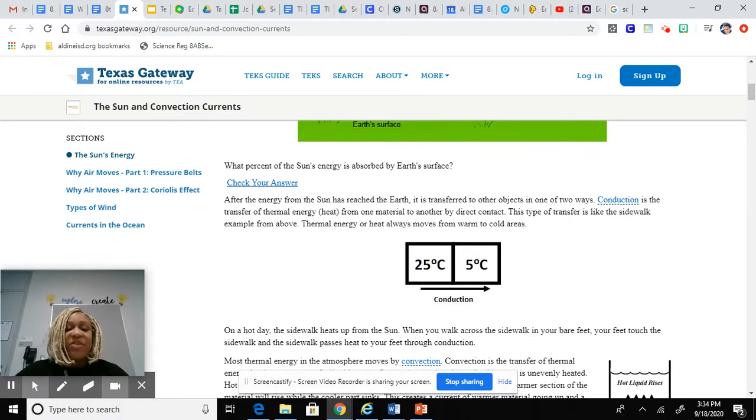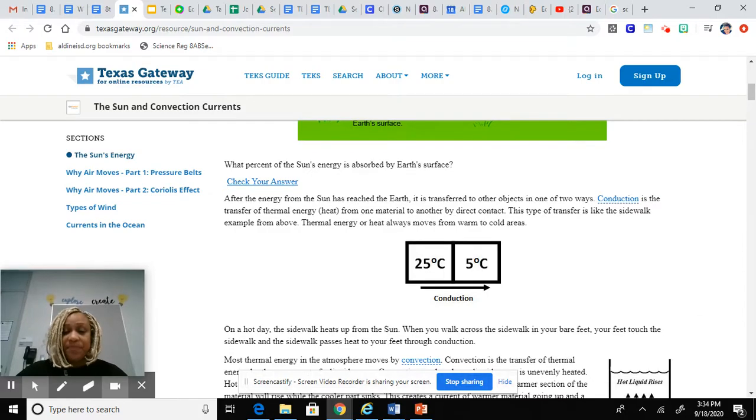Okay? After the energy from the sun has reached the Earth, it is transferred to other objects in one of two ways. It's either going to be conduction, right? It's when you have heat transfer, thermal heat transfer. It's going to be hot heat leaving and gravitating towards something cooler, right? So, conduction is the transfer of thermal energy from one material to another by direct contact. So, that means in order for conduction to take place, objects have to touch.